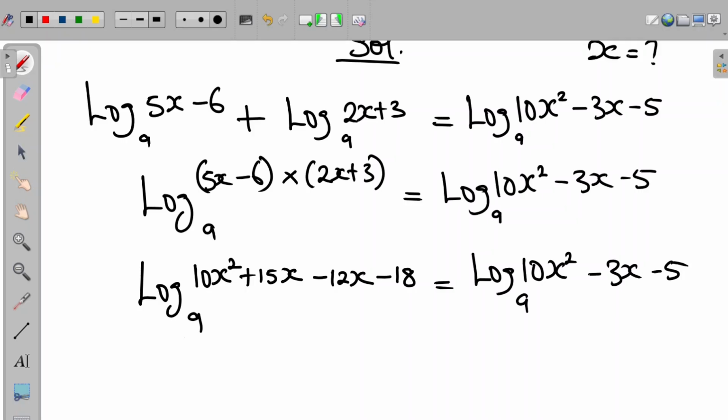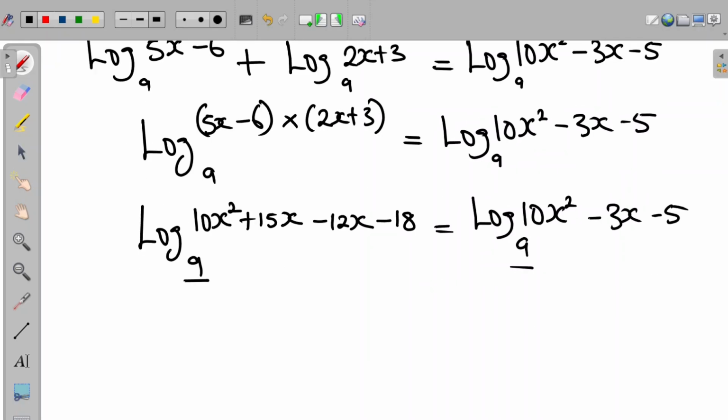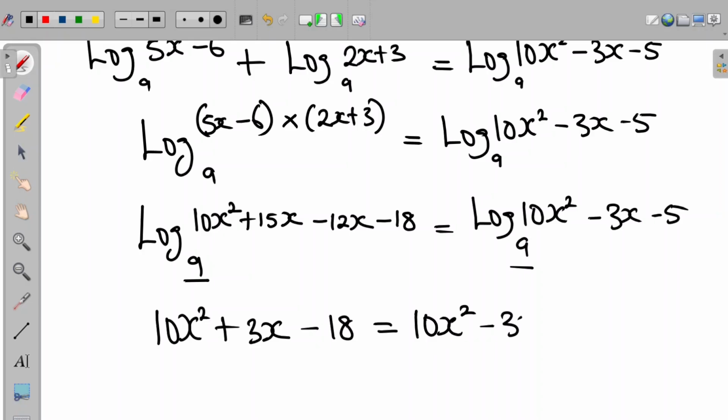Now, since their bases are the same, which is base a, the equation now becomes 10x² + 15x − 12x, which is 3x, − 18 equal to 10x² − 3x − 5.